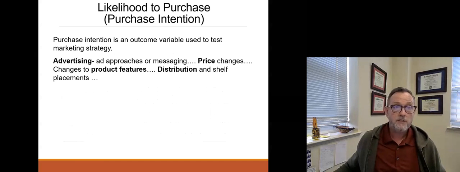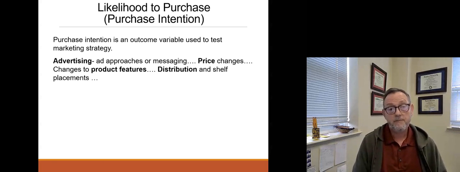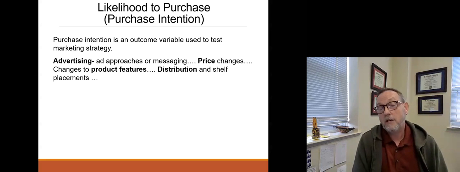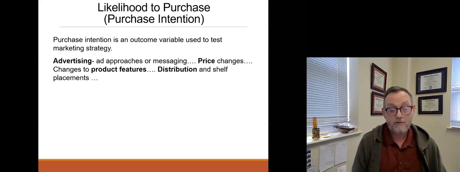Okay, another thing that we do is likelihood to purchase or purchase intention. We oftentimes will manipulate some type of strategy, and then we'll measure its impact on likelihood to buy. So likelihood to buy, likelihood to purchase, purchase intention, or PI, fall under a whole class of outcome variables, where we change something. Like we use two different advertising messages, and we want to know which one has a greater effect on purchase intention. Or we change our price.